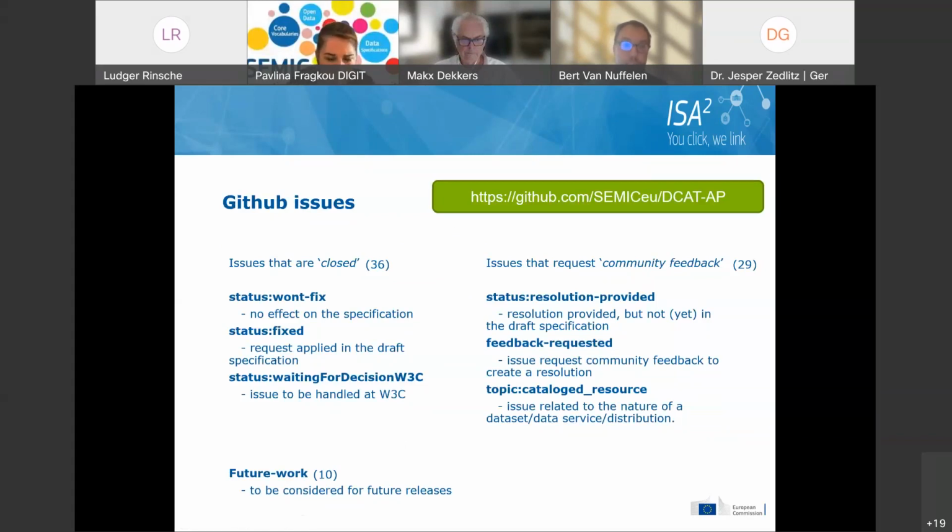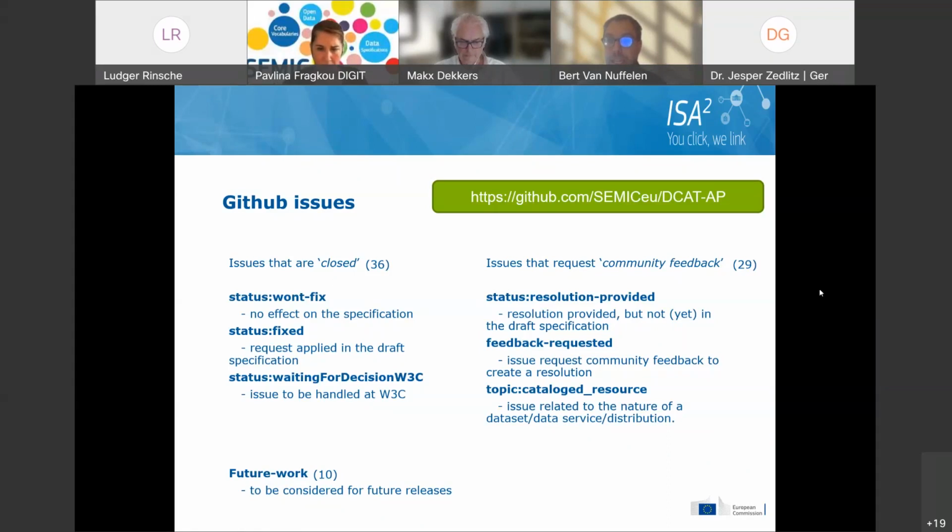Just as a status at this moment, we have 36 issues that are already somehow closed. One is fixed or moved to W3C, in the sense that we will not do anything on that. You are still invited, if you are interested in a topic that is on W3C, to discuss it and contribute there. That is only to the benefit of DCAT-AP as well.